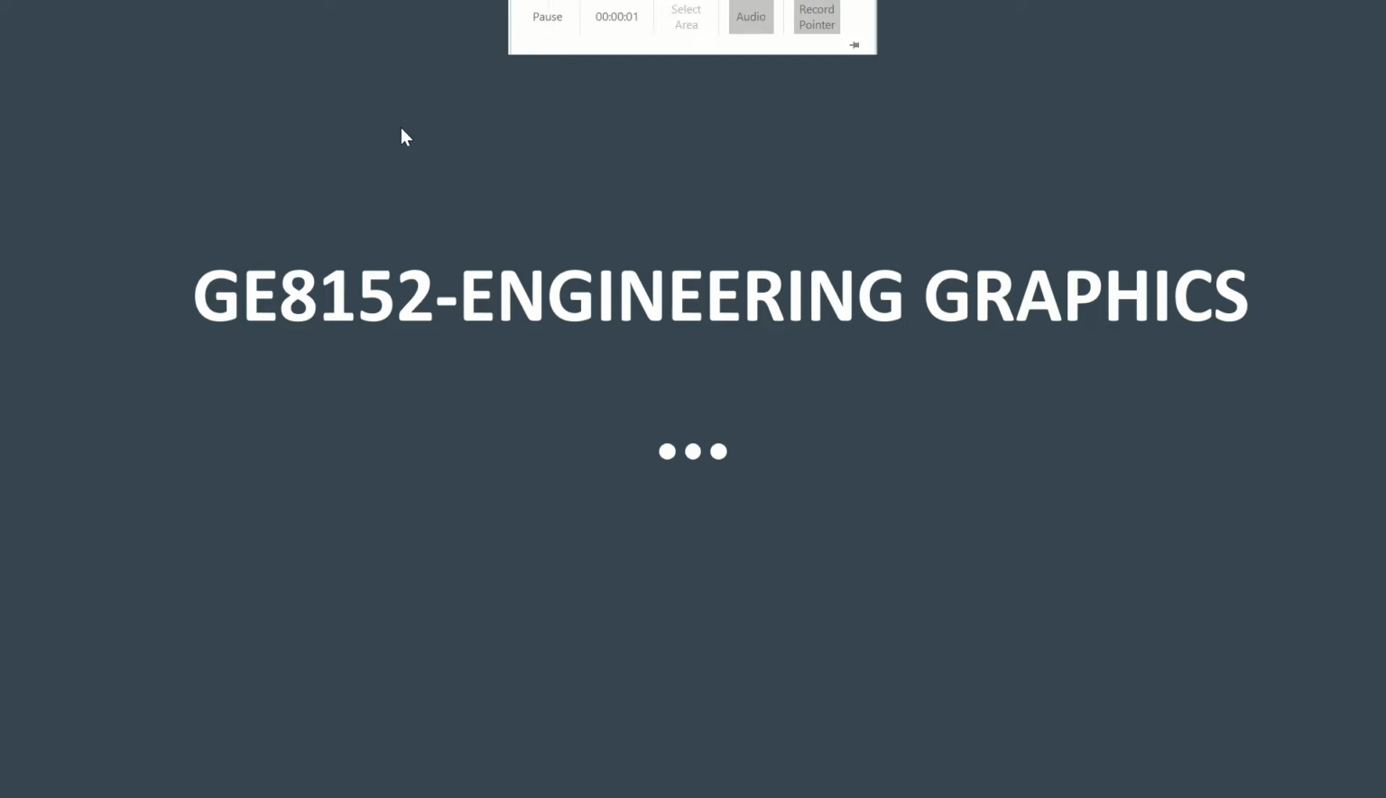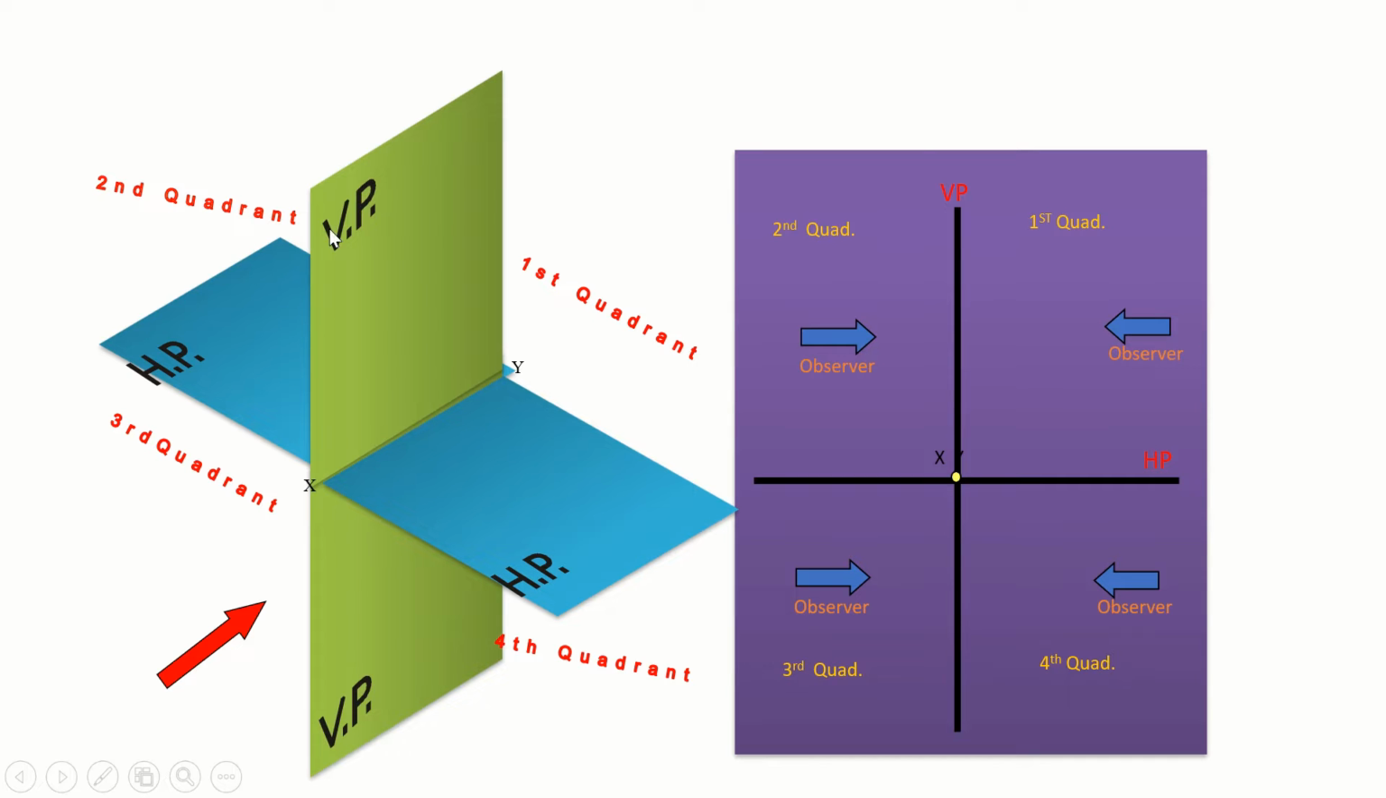Hello students, today we are going to see the projection of points in engineering graphics. We already know four quadrants: first quadrant, second quadrant, third and fourth. In maths we have a horizontal axis and a vertical axis, the x-axis and the y-axis.